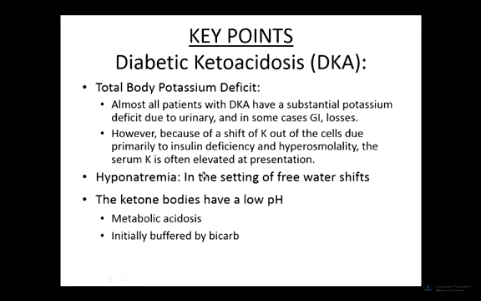And then these patients will also have hyponatremia in the setting of free water shifts and loss of free water. And the ketone bodies have a low pH, so they have an anion gap metabolic acidosis that's initially buffered by the bicarb, but then the bicarb can't keep up and you become acidotic. And you get a compensatory respiratory alkalosis, and people are taking shallow breaths to get rid of CO2 to compensate for the metabolic acidosis.